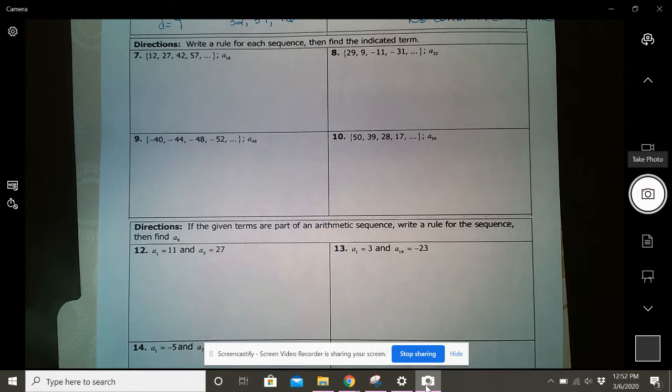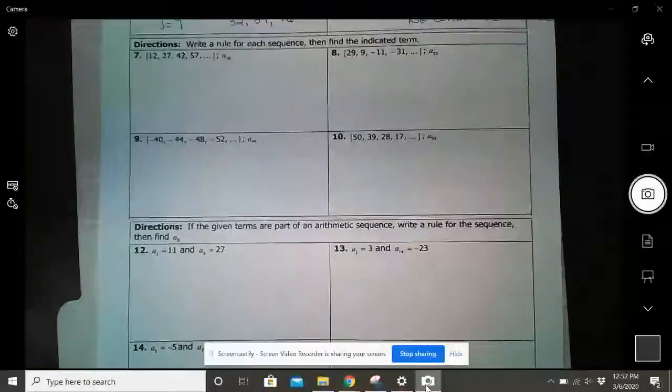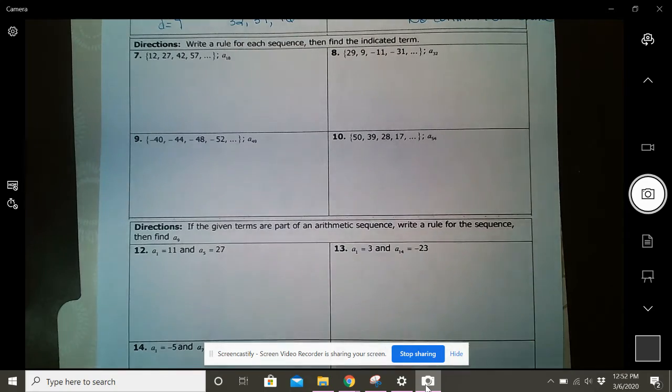Okay, this is the second block of practice on your arithmetic sequence practice page. Let's look at problem 7. The directions say to write up a rule, which means to write up an equation for the sequence, and to find the indicated term. So make sure you have this on your notes somewhere or written down.